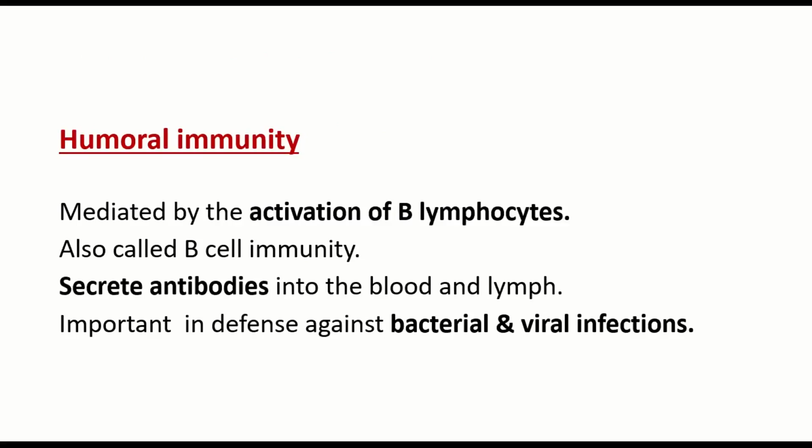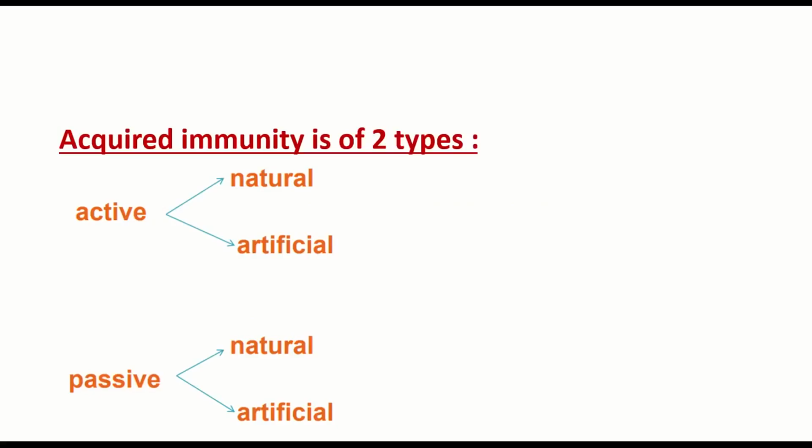Humoral immunity is mediated by activation of B lymphocytes, so it is known as B cell immunity. They secrete antibodies into the blood and lymph, and they are important in defense against bacterial and viral infections. Acquired immunity is again divided into active and passive. Active is further divided into natural active immunity and artificial active immunity, and passive is further divided into natural passive immunity and artificial passive immunity.